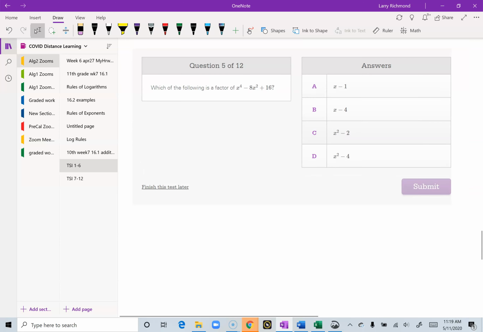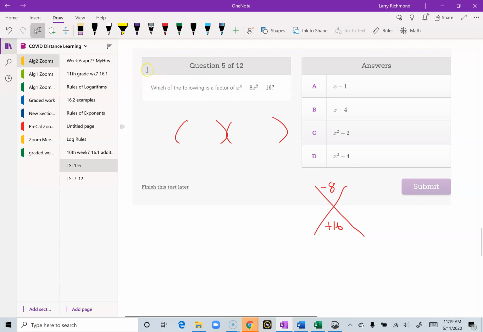Number 5. Which of the following is a factor of? We want to factor this trinomial. Well, let's get to factoring it. Yeah, this is a problem. We can employ the BX method. Remember that the bottom is going to be a times c. In this case, that's a plus 16. The top is going to be minus 8. That's our b. But note this is an x to the 4th.